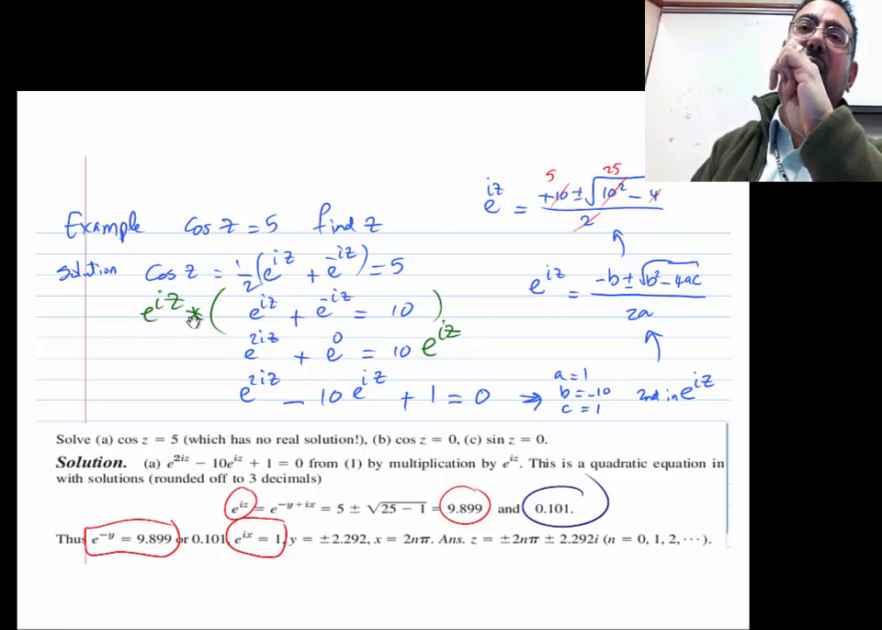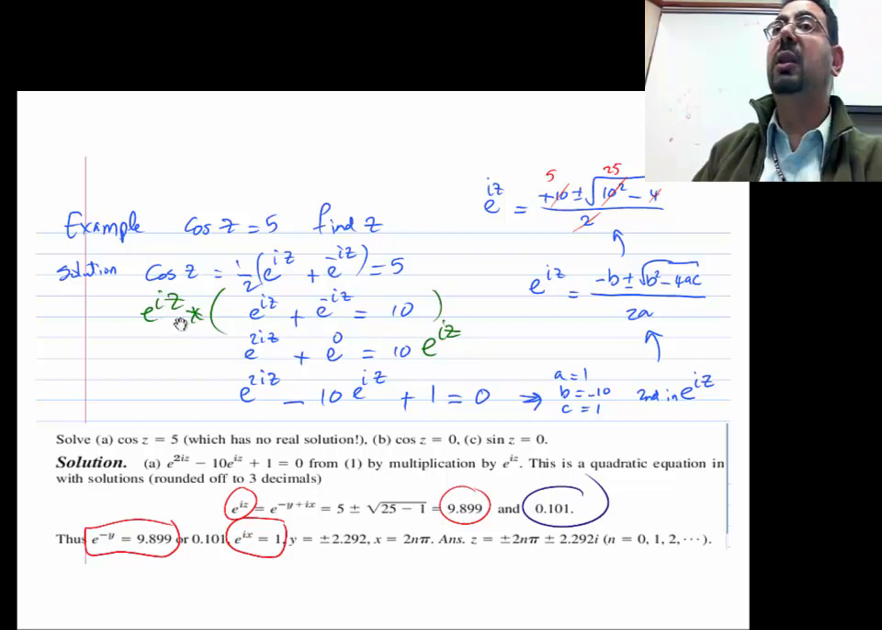So you multiply the whole thing by e to the power iz. And the reason for doing this is that you want to turn this into a second order equation in e to the power iz so that you can solve for it. Alright? So when you do this, this becomes e to the power 2iz, this becomes e to the power 0, which is 1, and this 10 becomes 10 times e to the power iz. So now you should think about this as basically e to the power iz squared, and e to the power iz. So e to the power iz is like our new variable. Let's call it lambda. And this is a second order equation in lambda.